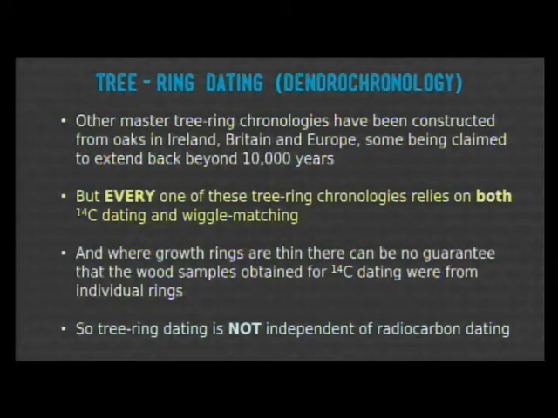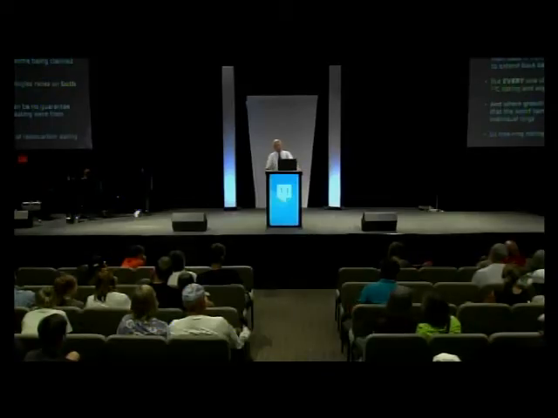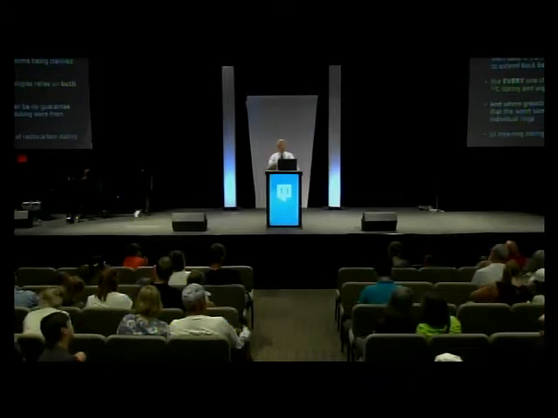Other master tree ring chronologies have been constructed from oaks in Ireland, Britain and Europe, and some have been claimed to go back beyond 10,000 years. But every one of these tree ring chronologies relies both on radiocarbon dating and wiggle matching. Where the growth rings are thin, there can be no guarantee as well that the wood samples obtained for radiocarbon were from individual rings. If they're going to sample a very thin ring, how can you be sure that when you scrape your sample out, you're not dating more than one ring at the same time? So, tree ring dating is not independent of radiocarbon dating.